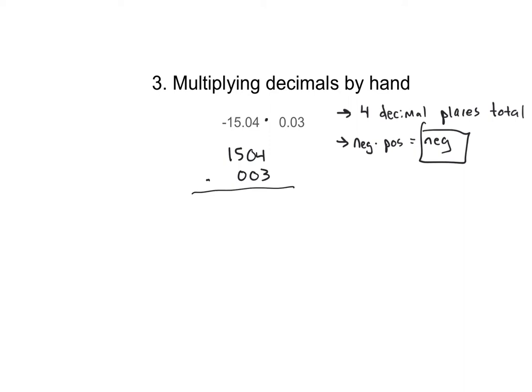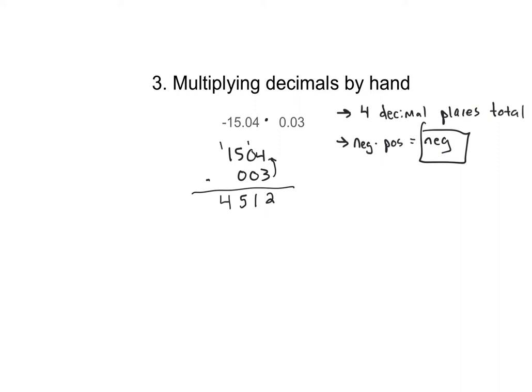So I would say 3 times 4 is 12. Carry that 1. Drop that 2. 3 times 0 is 0, but I have that 1, so I have to add it back in. 3 times 5 is 15, and I'll drop that 5 here and carry that 1. 3 times 1 is 3, add that 1 in, and 4. So now I have this number 4,512.